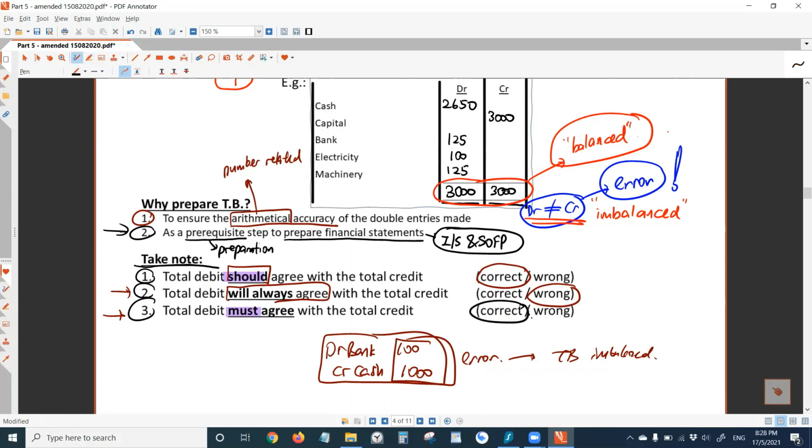Okay, so both Joshua and Razin, you have understood these 3 points. Do you have any questions? No. Okay, Joshua. Okay, good, Razin. Okay, now let's try some questions on trial balance.